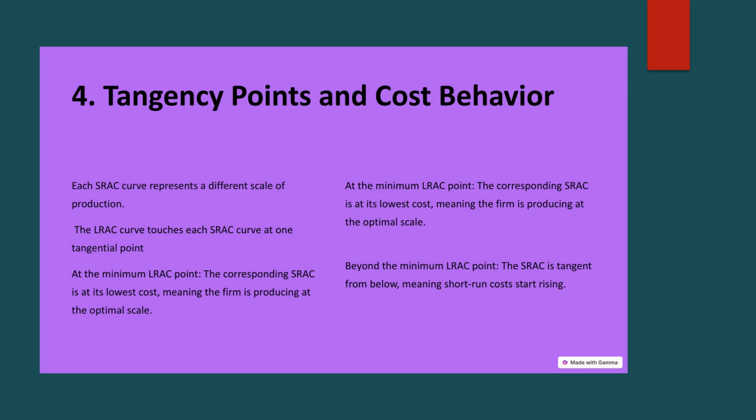Short run average cost curves represent different scales of production. The long run average cost curve touches the short run average cost curves at tangential points. At the minimum long run average cost point, the corresponding short run average cost is at its lowest, meaning the firm is producing at the optimal scale.